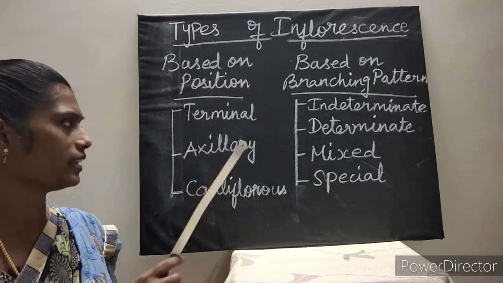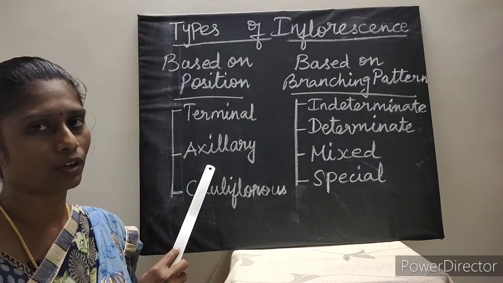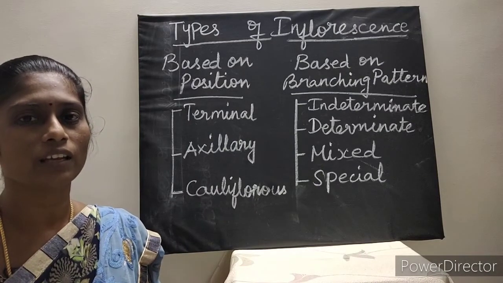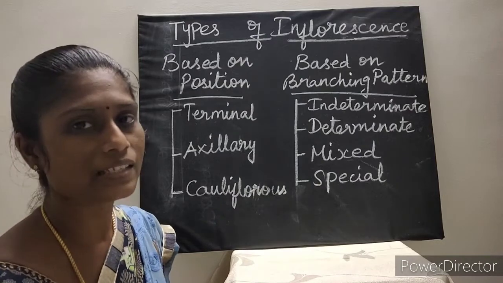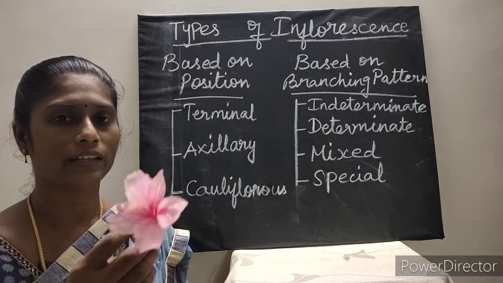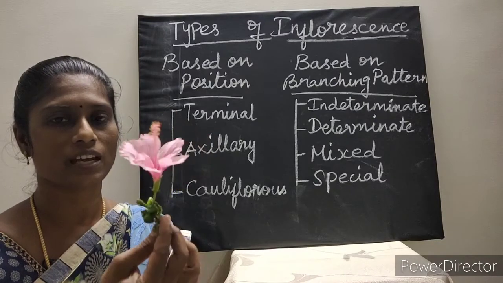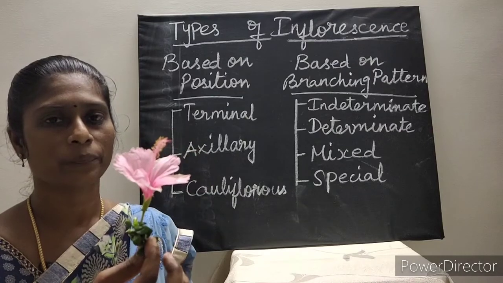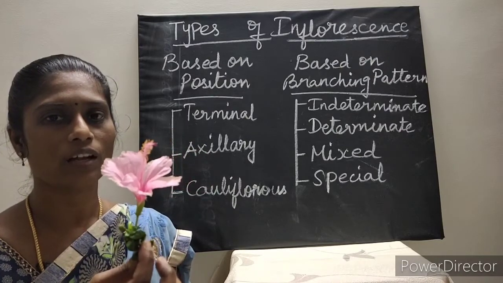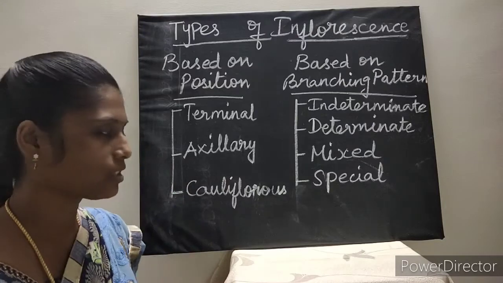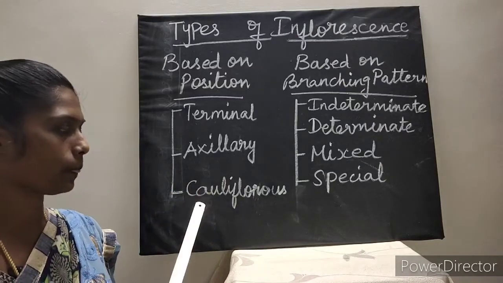Next is axillary inflorescence. Example, Hibiscus rosa-sinensis. Here the inflorescence arises at the axil of the plant, which is nearer to the vegetative leaf. So this is an example for axillary inflorescence.